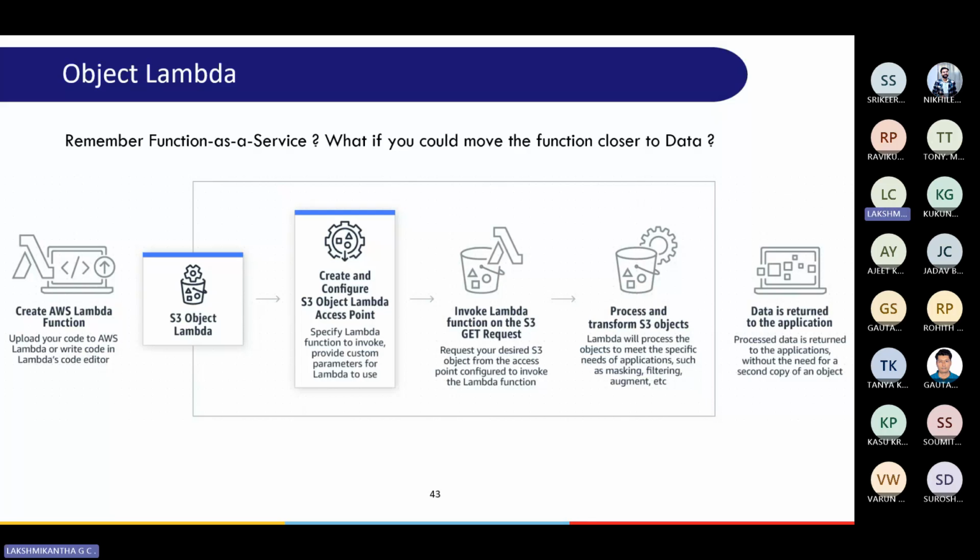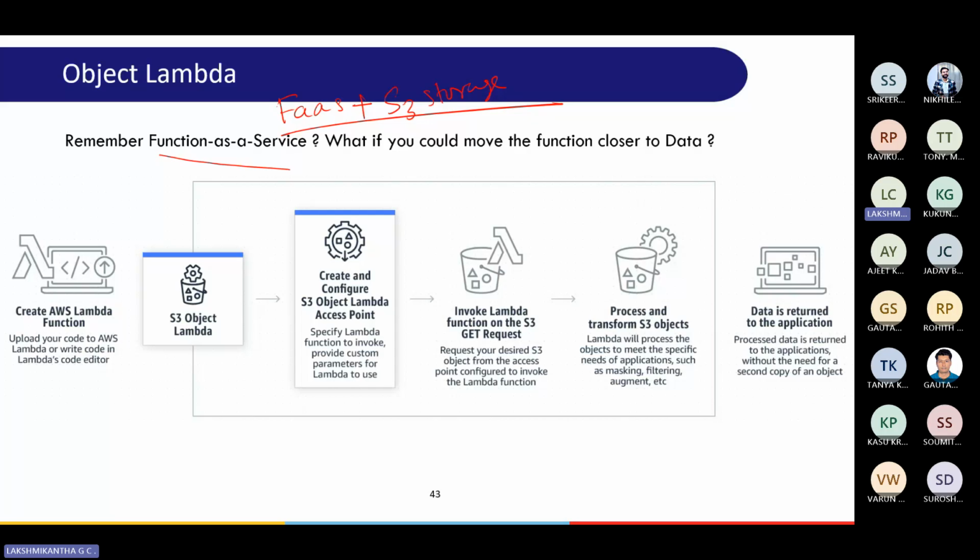This is one of the coolest recent developments in cloud native big data, guys. It combines two concepts we discussed. The very first thing we discussed was FaaS, right? And the second thing is S3. So FaaS is combining with S3 storage. Remember FaaS: we said it is about moving the compute closer to the event. So what if you could move the functions closer to the data? That's the idea behind Object Lambda, guys.